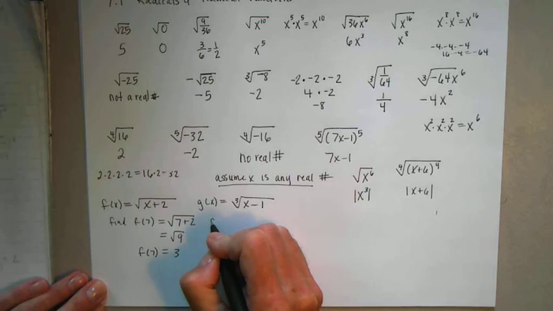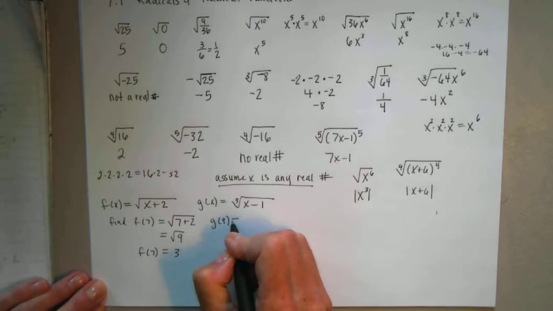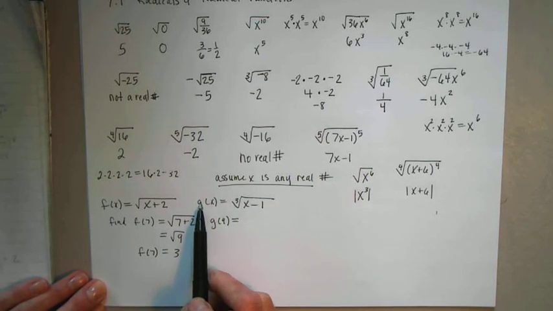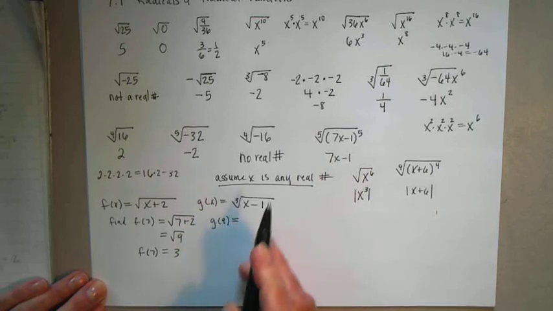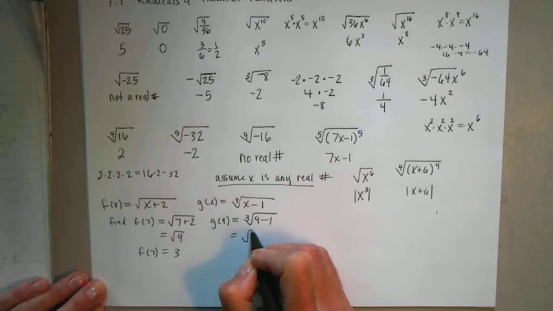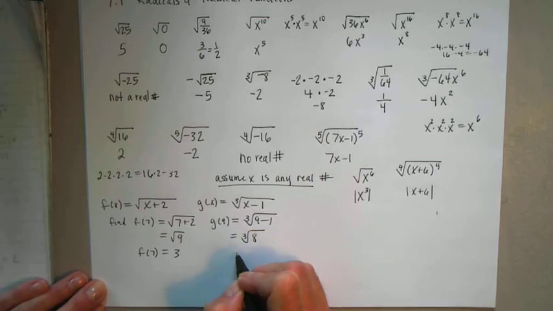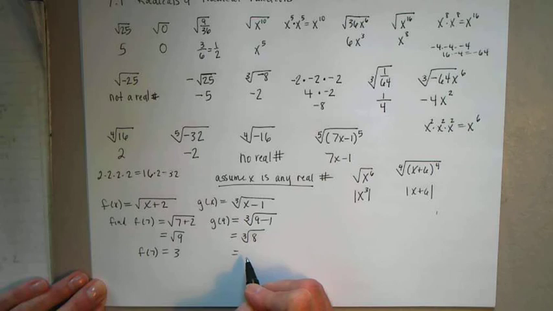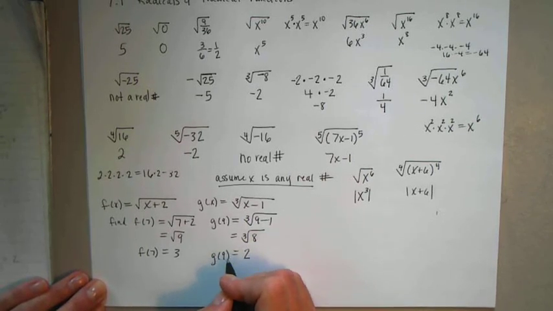What if they said find g of 9? Well, then I go to my function g, and wherever I see x, I plug in a 9. So I get the cube root of 8, and we know that 2 times 2 times 2 is 8. So g of 9 is 2.